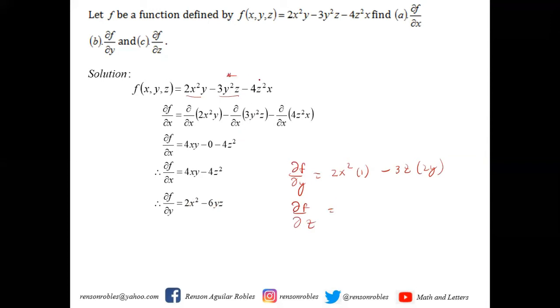That's the second term and the last term. So for the second term, you just copy negative 3y squared because that's constant. And then you differentiate z, that's 1, minus 4, you copy 4, you copy x, and then you differentiate z squared, that's 2z. So we shall have negative 3y squared minus 8xz. And that's the partial derivative of f with respect to z.